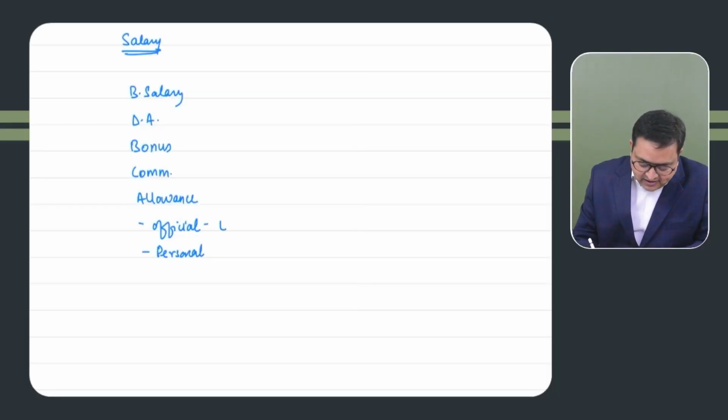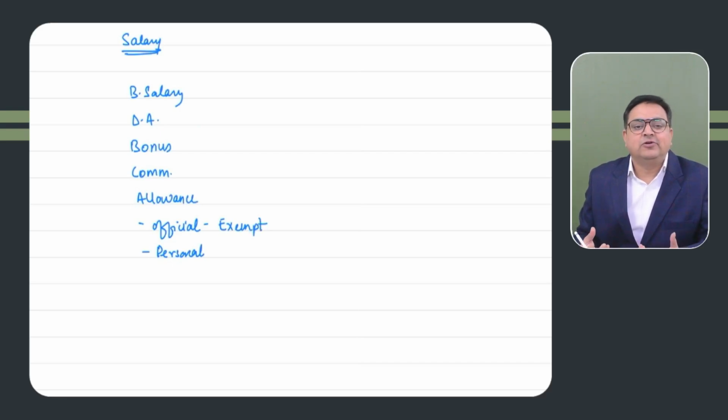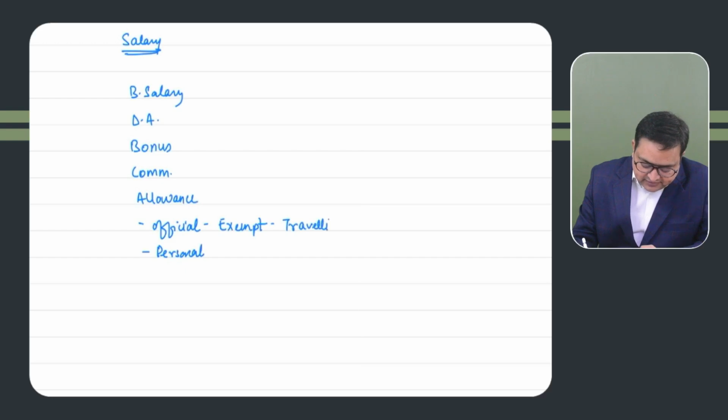One is official allowance, the other is personal allowance. Official allowances are exempt. These are not taxable. You all know it. These are exempt allowances because they are not for the benefit of the employee. They are for the benefit of the employer. So what are examples of official allowances? You know, traveling allowance. What is traveling allowance?